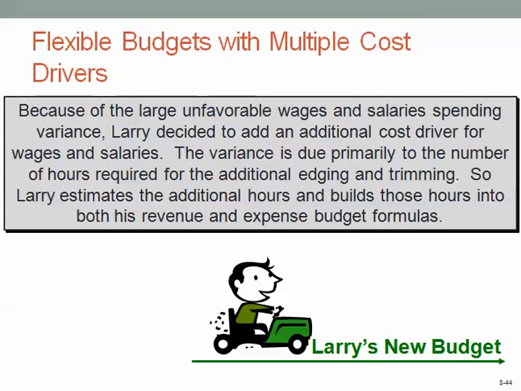He's identified that the variance is due primarily to the number of hours required for additional edging and trimming. So Larry estimates the additional hours and builds those hours into both his revenue and expense budget formulas. Let's look at Larry's new flexible budget.